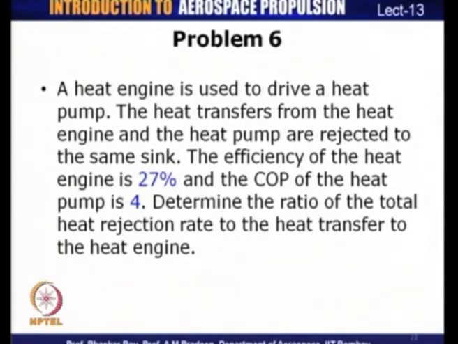So, here we have a system which consists of a heat engine as well as a heat pump. The heat engine is basically being used to drive a heat pump, and both the heat pump and the heat engine are rejecting heat to the same sink. And we have been given the efficiency of the heat engine as 27%, COP of the heat pump as 4. And so, based on this data, we need to find out the ratio of total heat rejection rate to the heat input to the heat engine.